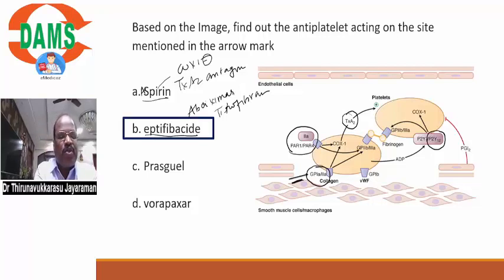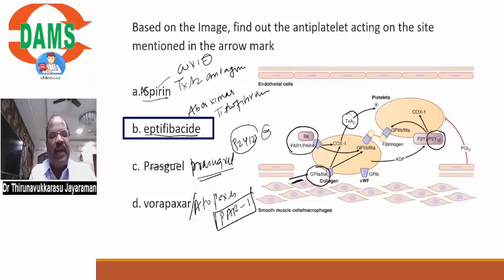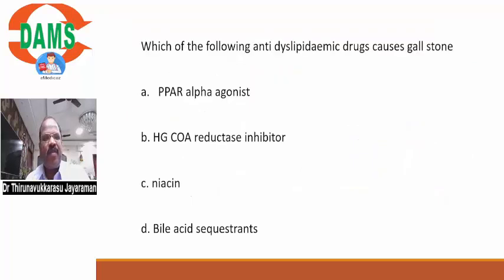Prasugrel is a P2Y12 inhibitor. Vorapaxar and one more new drug called atopaxar are newer drugs called PAR1, protease activated receptor 1 blockers. So the answer is option B.